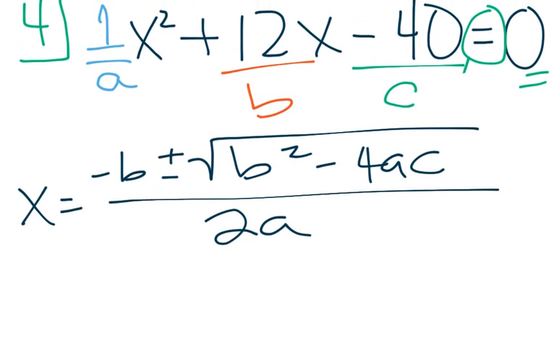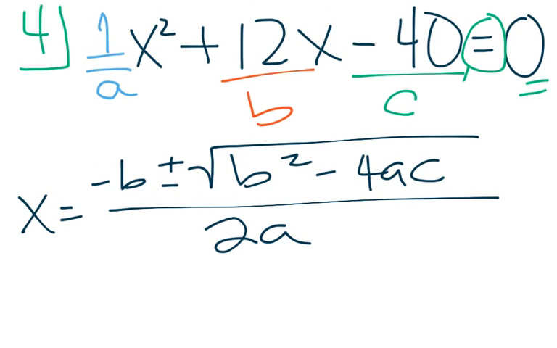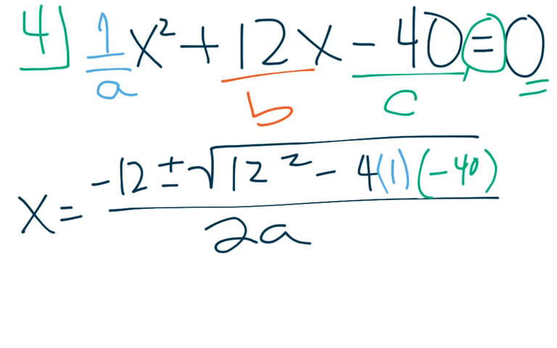So now we're going to replace all the a's, b's, and c's with actual numbers. Opposite b, so b is positive 12, so opposite b is negative 12. Over here b is 12, so we have 12 squared. a is 1, so we're multiplying all of these together. c is negative 40, and this a on the bottom is getting replaced with a 1.